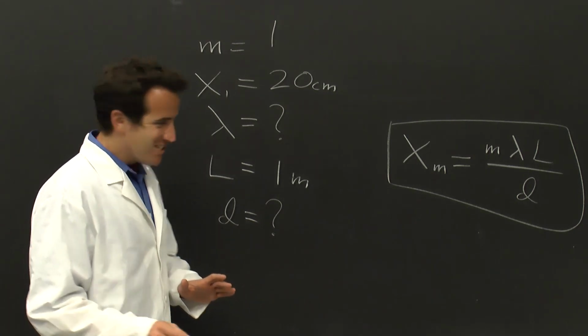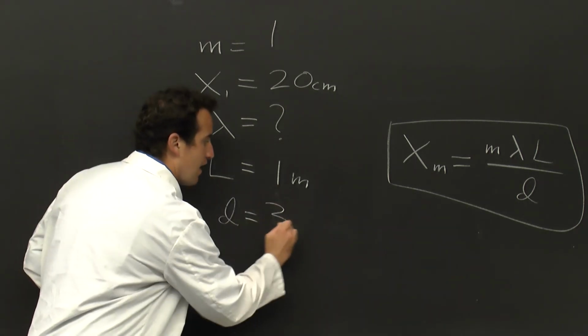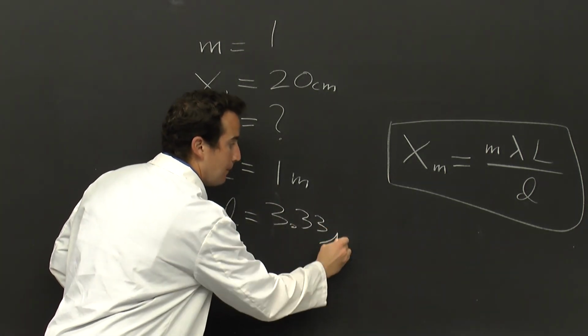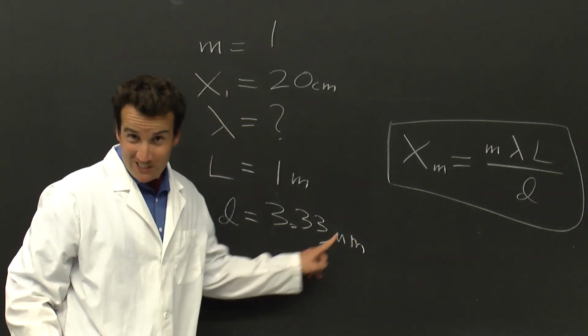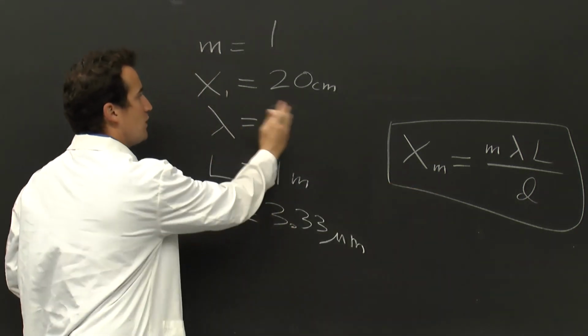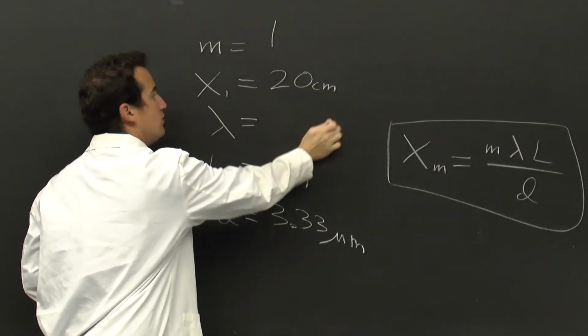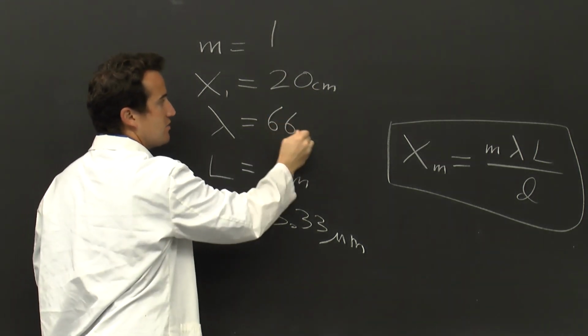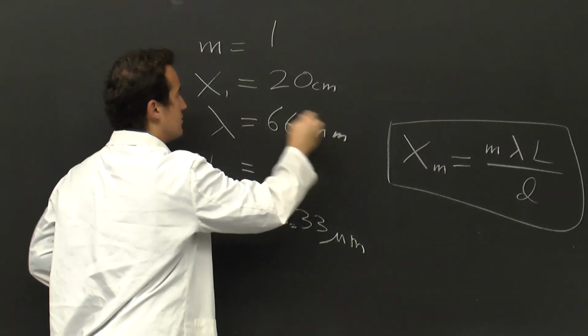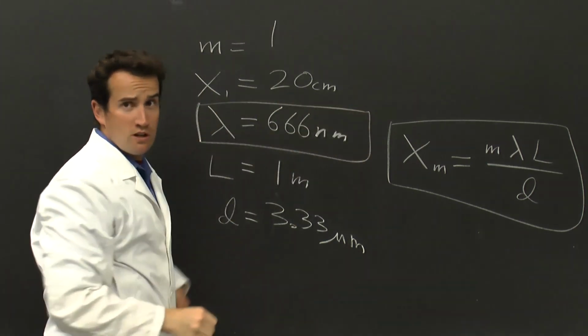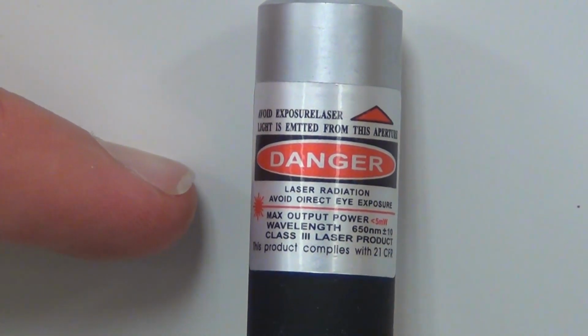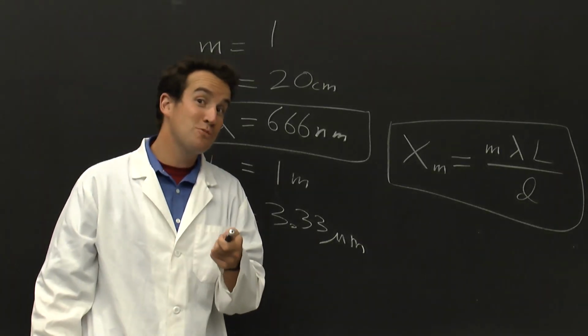Now that we know that the distance is 3.33 micrometers, we can plug it into the equation and figure out the wavelength. And when we do, the wavelength turns out to be 666 nanometers. Very close to the label on the laser, which says 650 nanometers plus or minus 10.